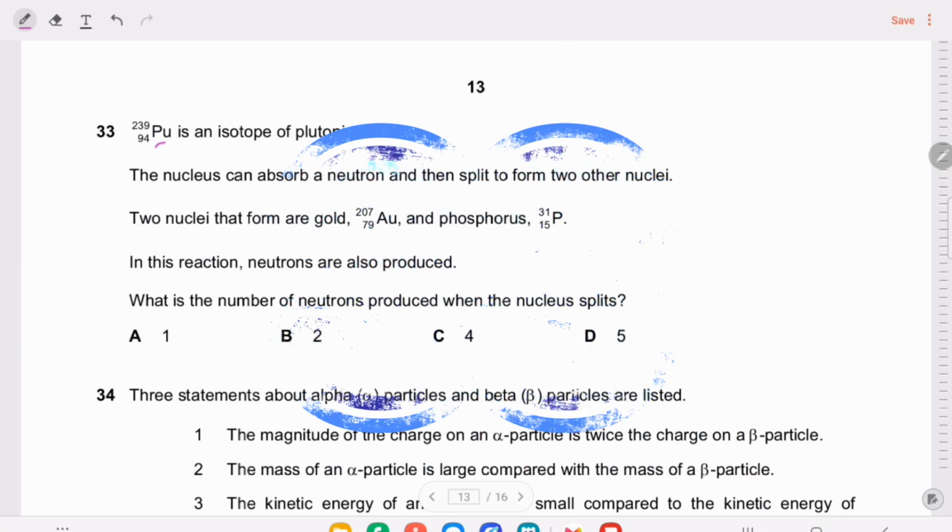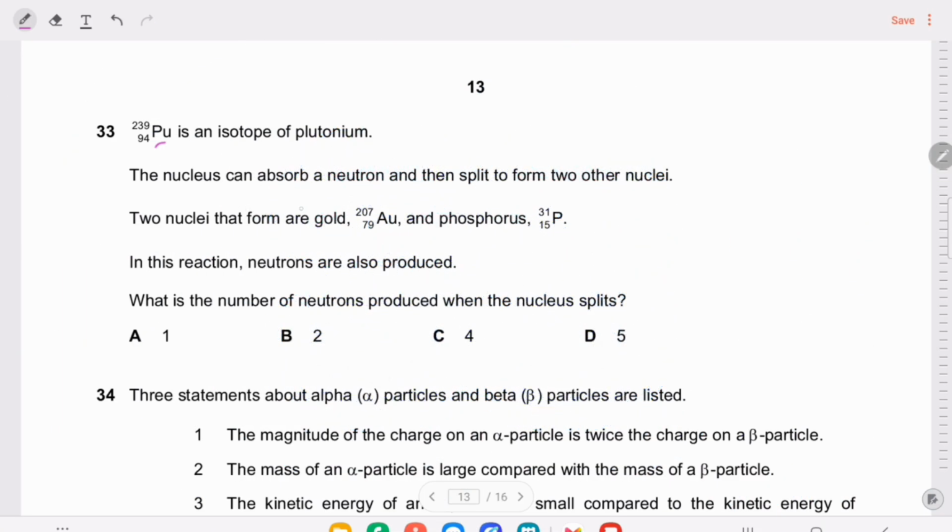Pu is an isotope of plutonium. The nucleus can absorb a neutron and then split to form two other nuclei. The two nuclei that form are gold and phosphorus. In this reaction, neutrons are also produced. What is the number of neutrons produced when the nucleus splits?